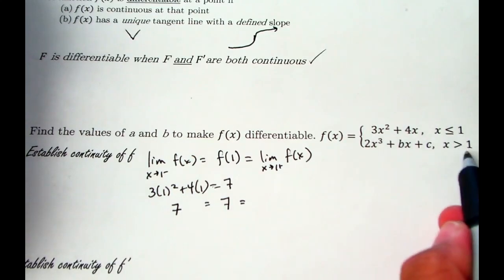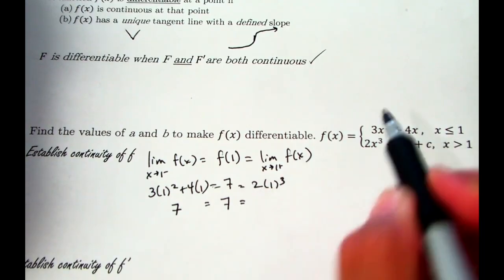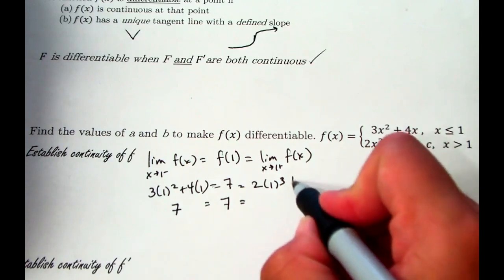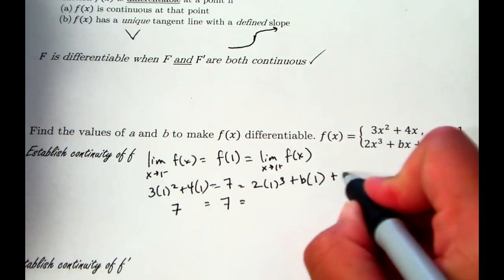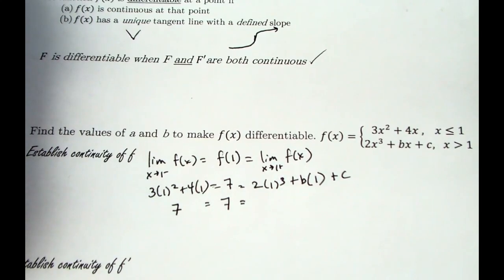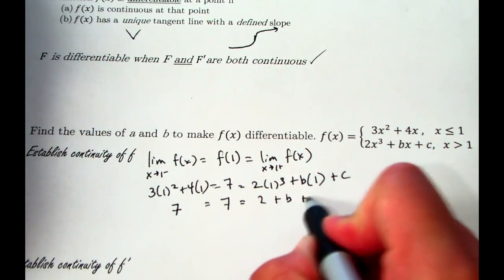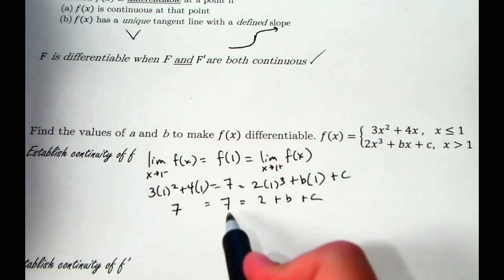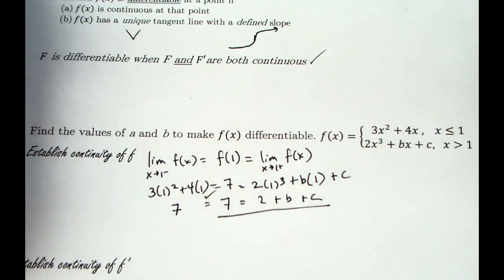And 1 from the right, we've got to be careful here. It's going to be 2 times 1 cubed plus some number b times 1 plus some other number c. So essentially this is telling us that 2 plus b plus c needs to equal 7. This fact must be true in order for continuity to occur.